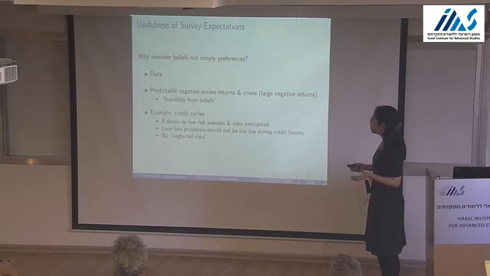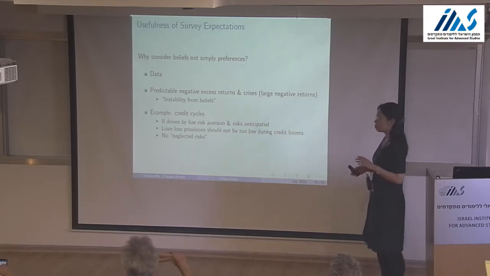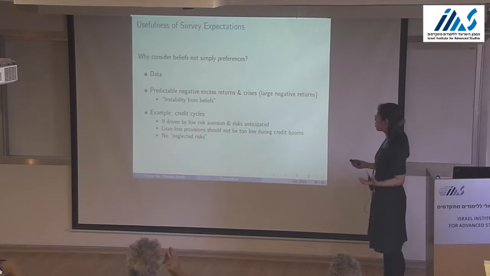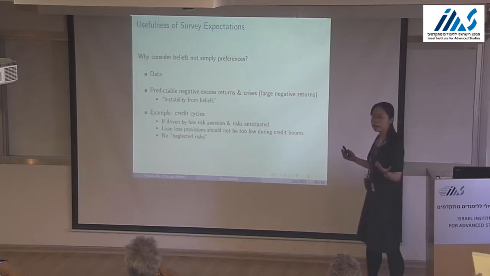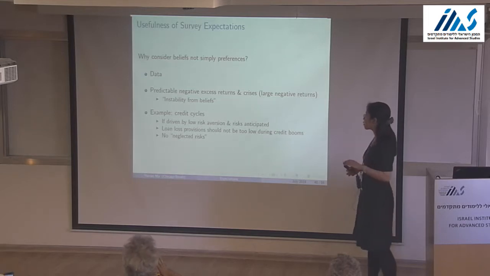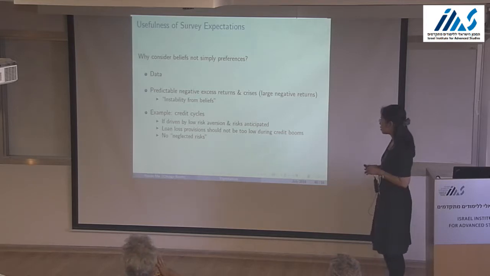For example, in the data, we often see statistically predictable negative excess returns and some form of predictability of crisis, which is in many ways large negative returns that some people would say come from instability in beliefs. If fluctuations in asset prices are just coming from fluctuations in preferences, then it would be very hard to get predictable large negative excess returns.